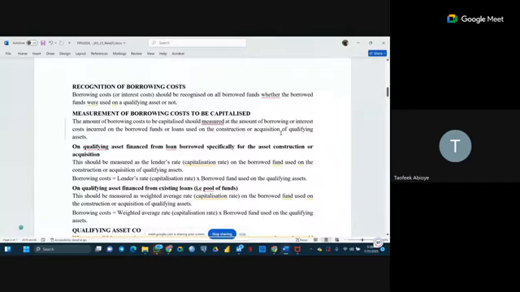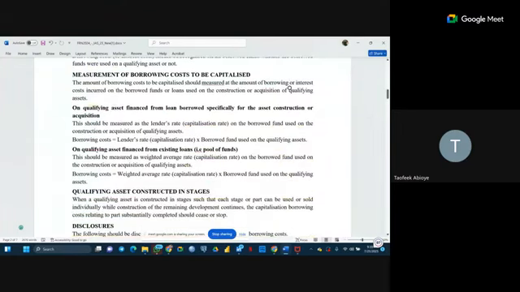So the amount of borrowing cost to be capitalized should be measured at the amount of borrowing or interest cost incurred on the borrowed fund or loan used on the construction or acquisition of a qualifying asset. This is what I just explained now, that irrespective of the amount or the total value of the money that we borrowed, only the one spent on qualifying assets should be capitalized, while the rest that does not meet up with the capitalization threshold should be expensed.